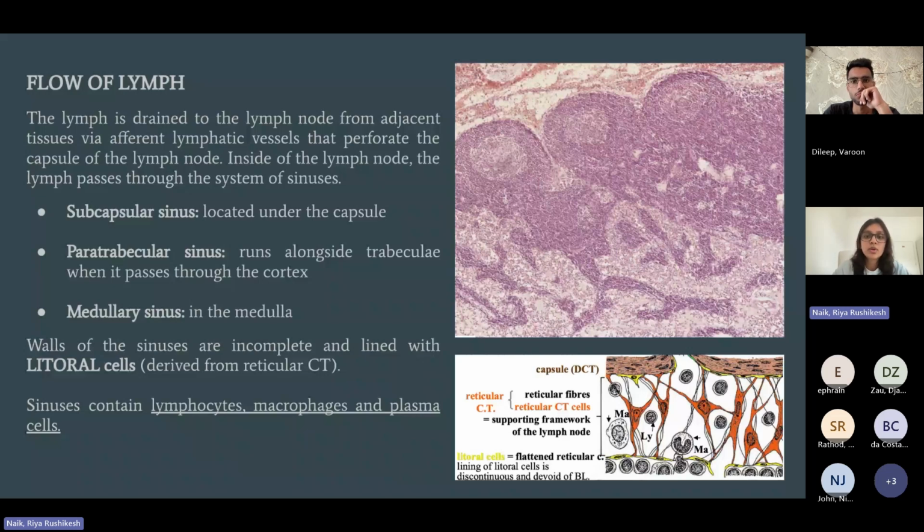The first sinus is the subcapsular sinus, and as the name suggests, it is the sinus located just under the capsule before the main lymphatic tissue originates. The paratrabecular sinuses are the sinuses which are present in this part of the cortex. I hope you can see where I'm pointing. The last sinus is the medullary sinus, which is located inside here, in the medulla. One more important thing you have to know is that these sinuses are incomplete, and they are lined with a specific type of cell called littoral cells.